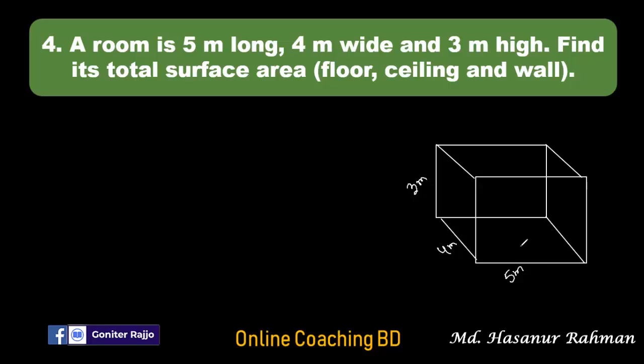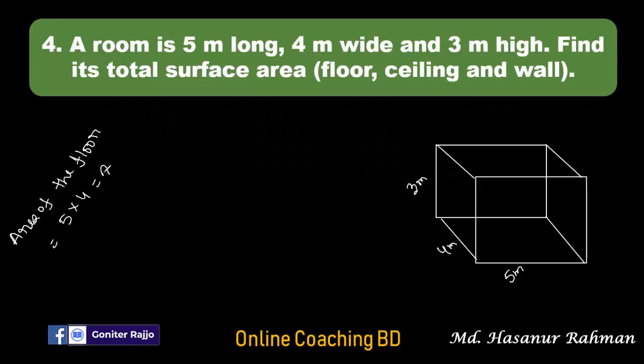So, if you want to find out the area of the floor, what will it be? 5 multiplied by 4, by using the rule of the area of the rectangle. 5 multiplied by 4, that is 20 meter square. And similarly, if you want to find out the area of the ceiling, look, 5, 4, then what will you get? Area of the ceiling.